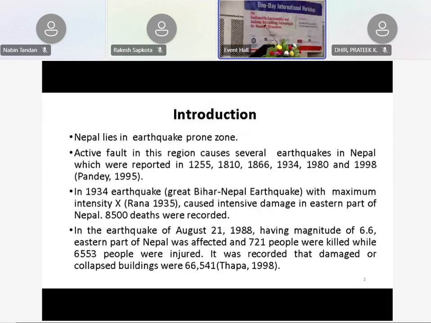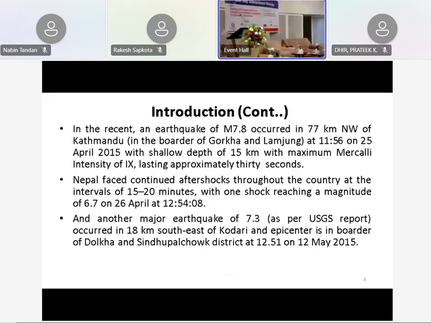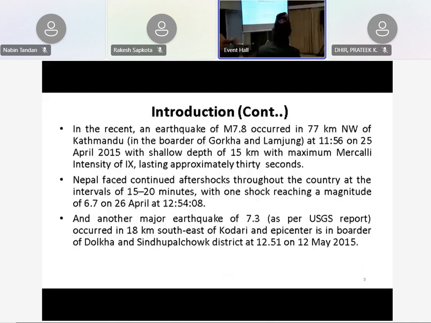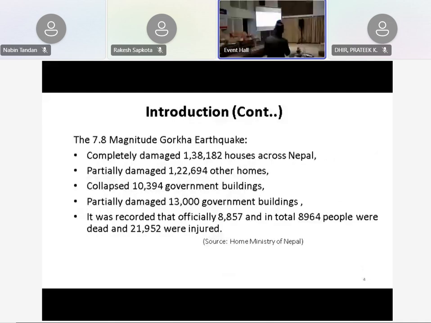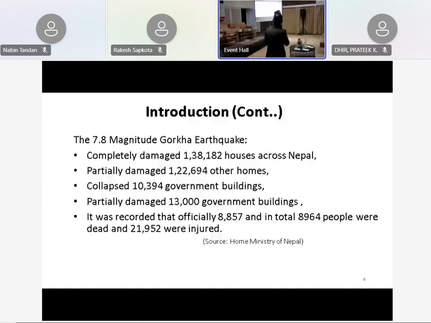These are the different earthquake histories. And this is basically the Gorkha earthquake, in which more than 138,000 buildings were damaged, partially damaged almost 122,000, collapsed more than 10,000, partially damaged 13,000, and it was recorded that around 9,000 people died.